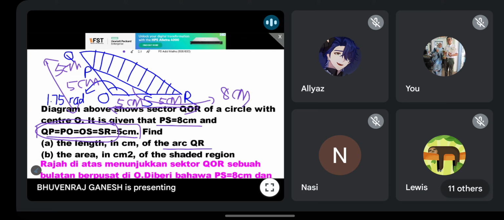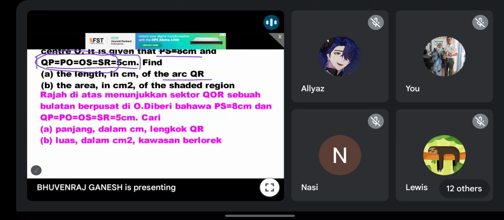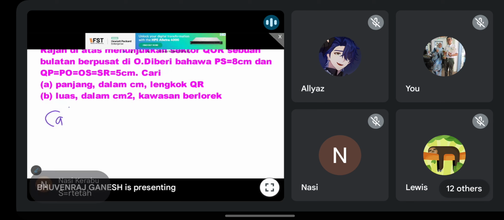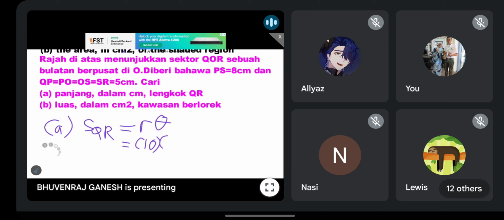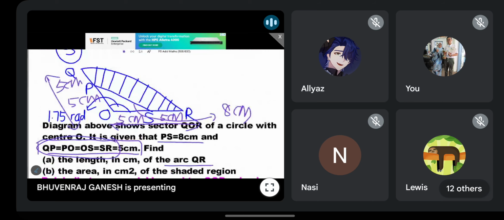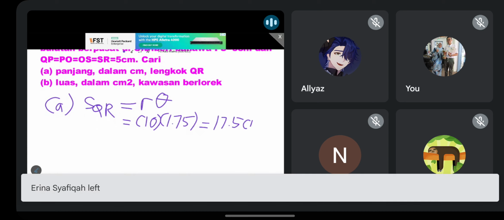Cari panjang lengkok QR. So what is the formula, guys? Yang kita guna to cari panjang lengkok? You should use S equals to R theta. Okay, basic formula. So part A, S QR, yes, correct, equal to R theta. So R kamu, you all say already, 10. Theta sudah diberi 1.75. Okay, 1.75 radian. So, final answer, 17.5 cm.